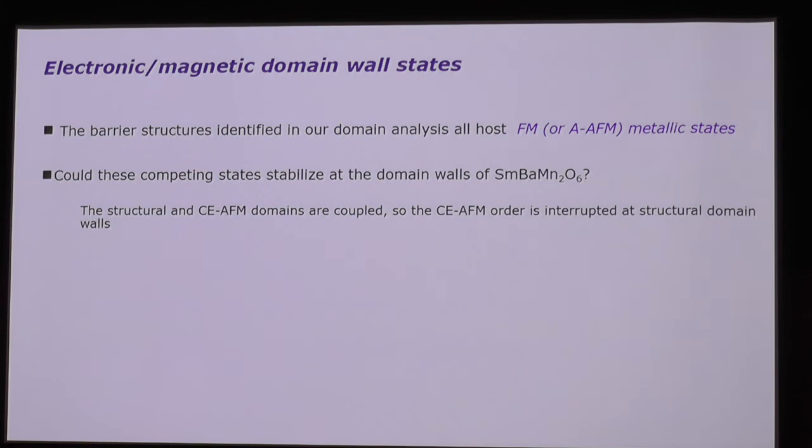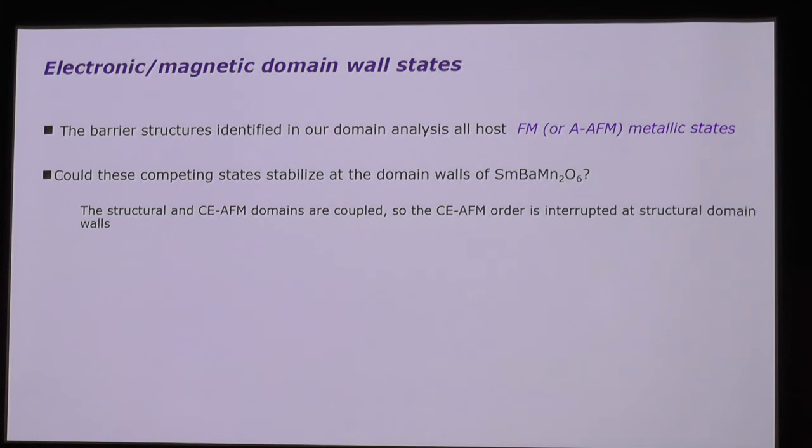In particular, the structural and the CE-type antiferromagnetic domains are coupled. So the CE-type ground state magnetic order is actually interrupted at these structural domain walls, which could give some room for these competing magnetic phases to stabilize. Based on these bulk energy surface calculations, I can't make a definitive statement about whether these states would happen or not.